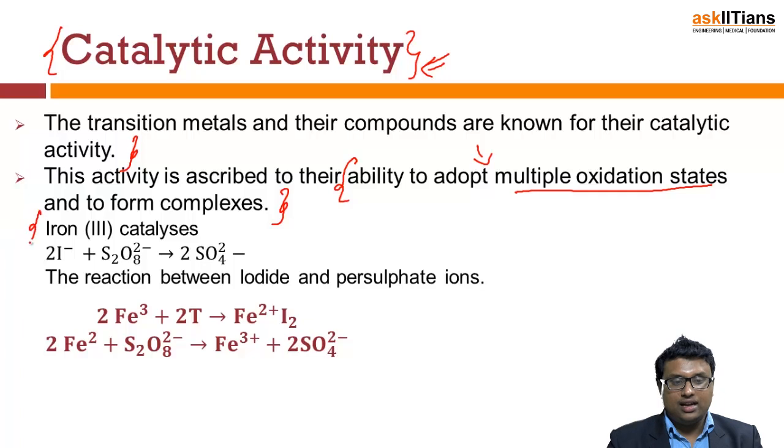You can see here that iron catalyzes the reaction 2I minus plus S2O8 2 minus giving 2SO4 2 minus, and in the process you get iodine. This is the reaction between iodide and persulfate ions. In all these reactions it is evident how d block elements can be used as catalysts.